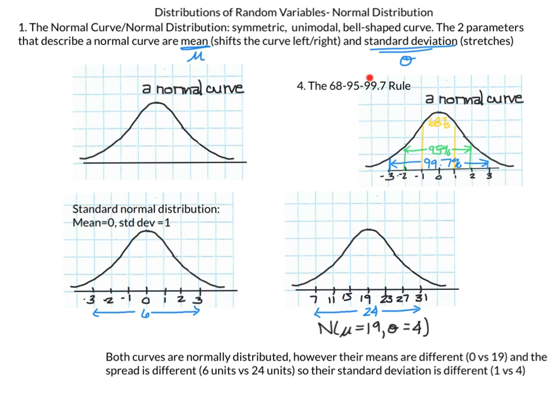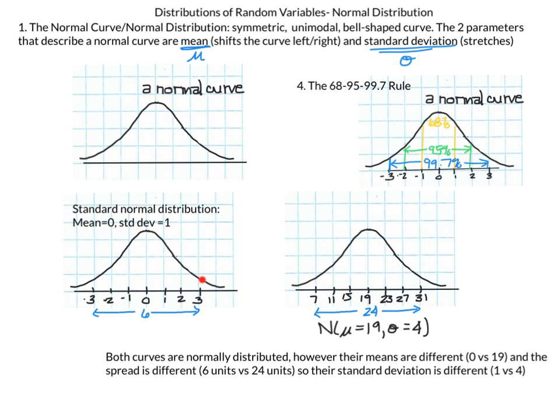And finally, 99.7% of the data will be within three standard deviations of the mean, in other words, with z-scores between -3 and 3. So it is possible to have data with a z-score of 4 or -4 or 5 or -5, but it's extremely rare. Those are considered outliers.